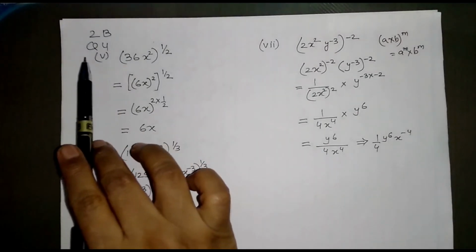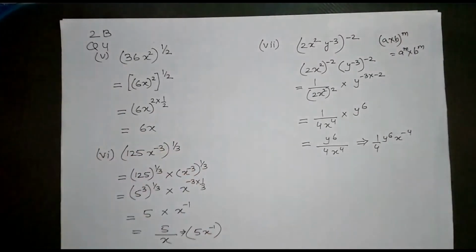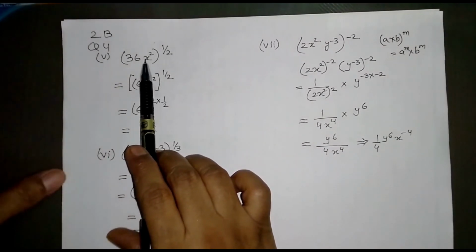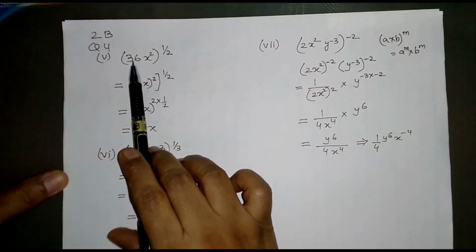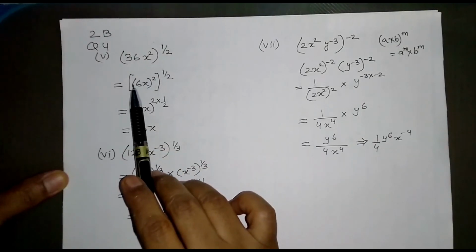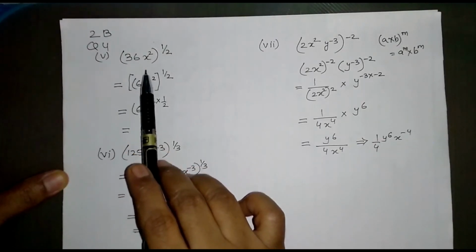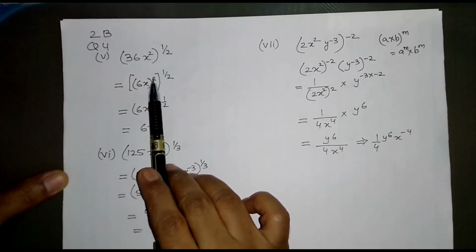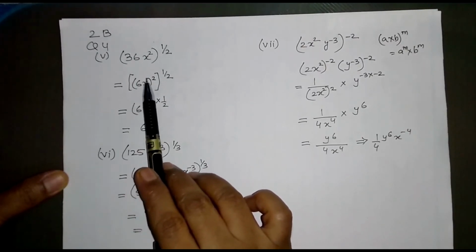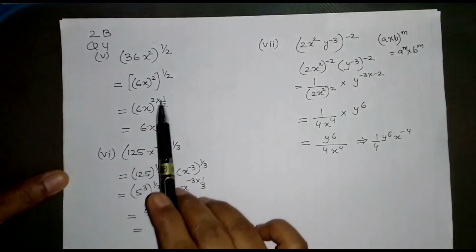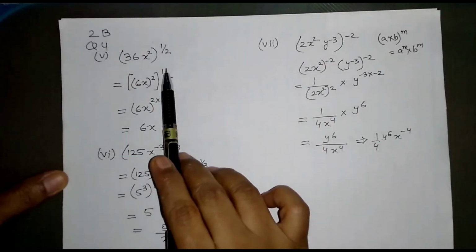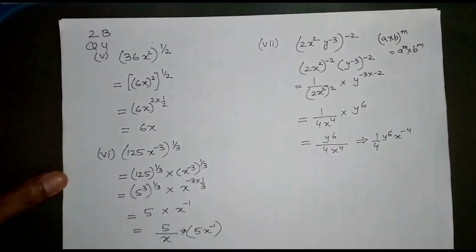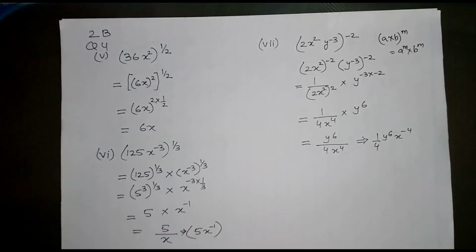Exercise 2b, question 4, fifth sum. Now we have this 36x square. 36 is 6 square. So we club them together and write together as 6x whole square. This square is for 6 also and x also. And we try to cancel it with this half power. This 2 gets cancelled and we have 6x as the answer.